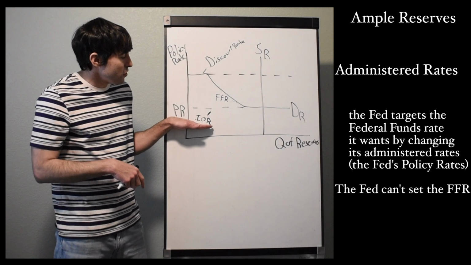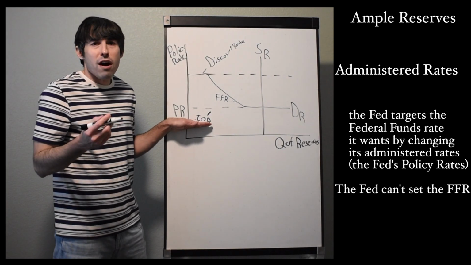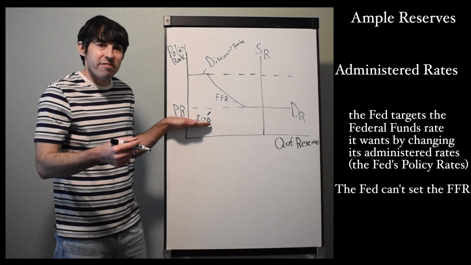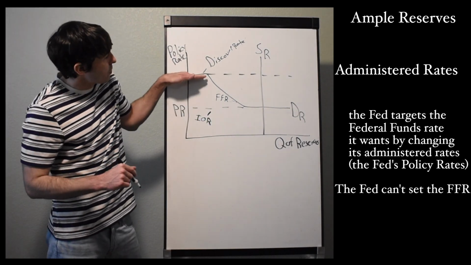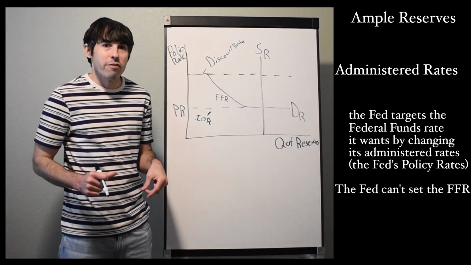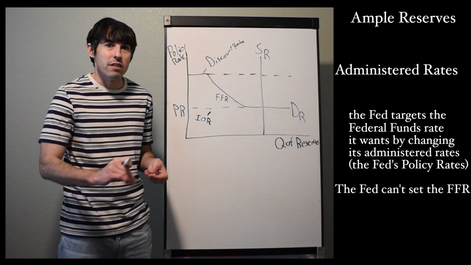Lowering the interest on reserves rates makes it less profitable for banks to leave their money at the Fed, so they might as well lend it. And lowering the discount rate makes it cheaper to borrow money from the Fed. That'll cause banks to be willing to lend out more money.